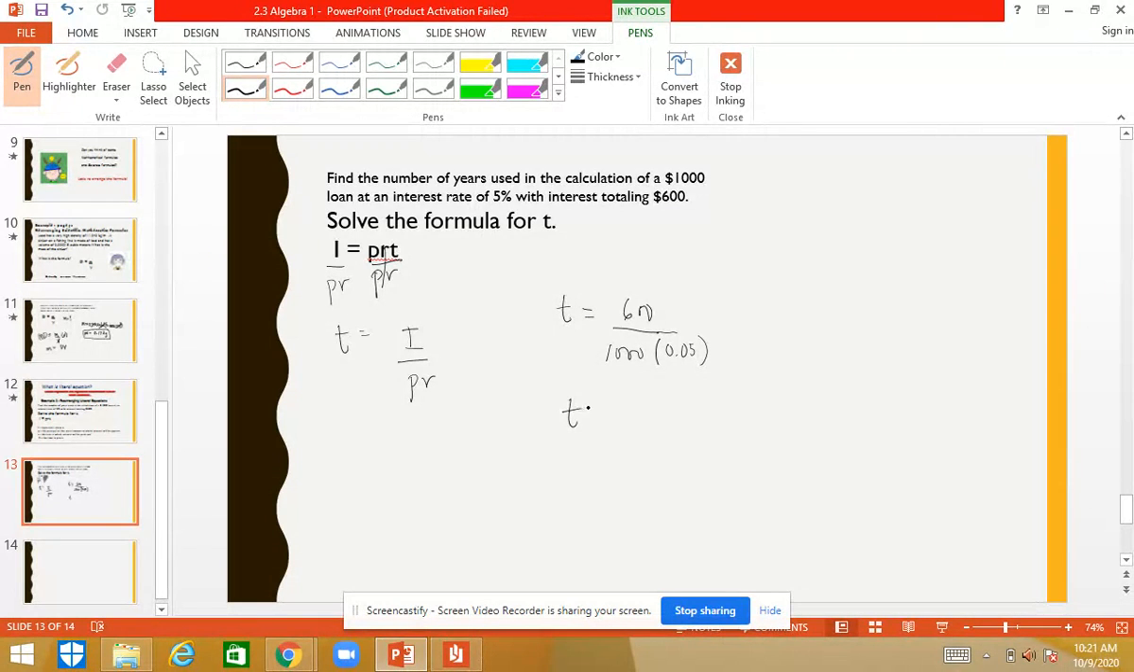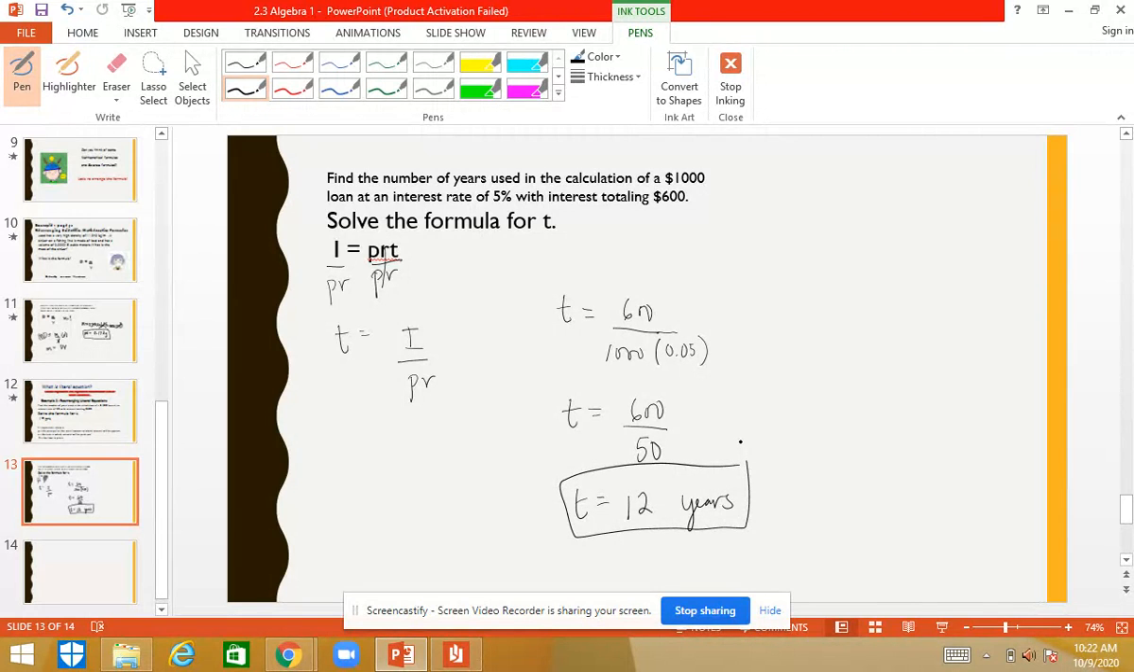Using your calculator, or if you want, you can find first 1,000 times 0.05. What's the answer? 1,000 times 0.05 is 50. So 600 divided by 50 is what? How many years? T is equal to 12. So 12 years, this is the answer.